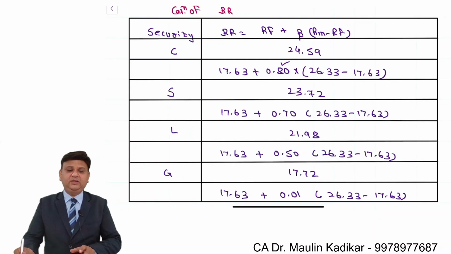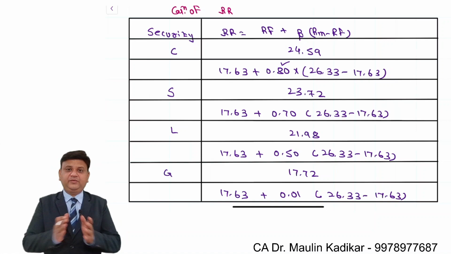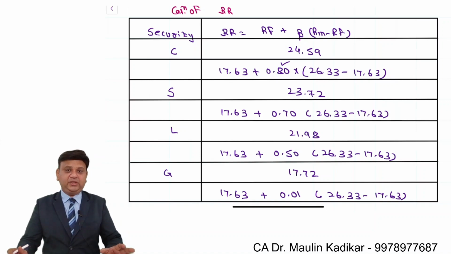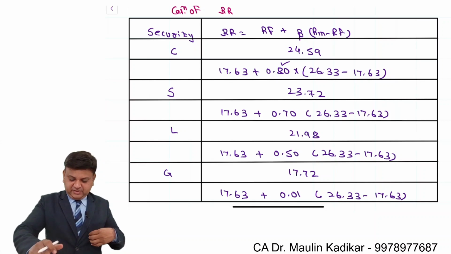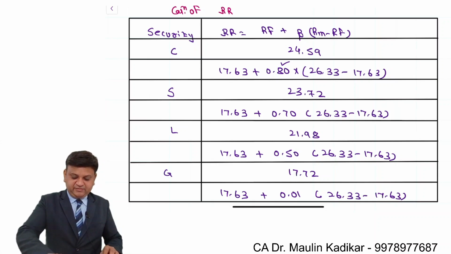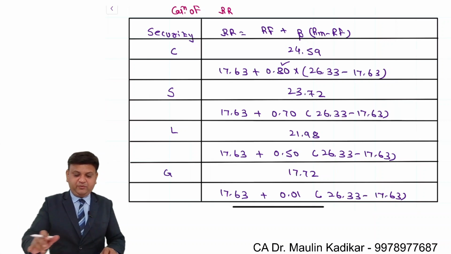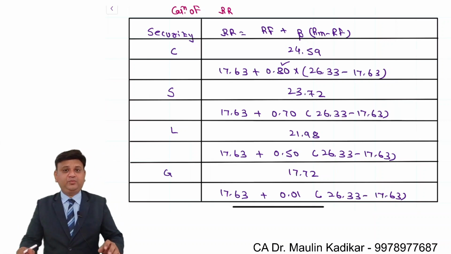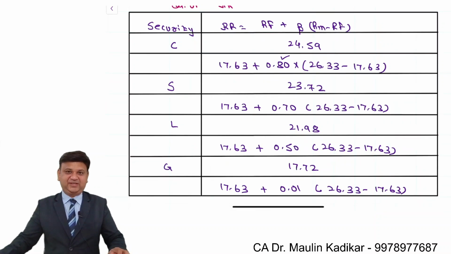Now friends, over here we understand logically that if at all we compute the average of all of them, it will of course be 22. You can check that: 24.59 plus 23.72 plus 21.98 plus 17.72. The total is 88.01 divided by 4. It comes to 22.0025. This is the way we can cross verify that the answer that we have computed is correct.